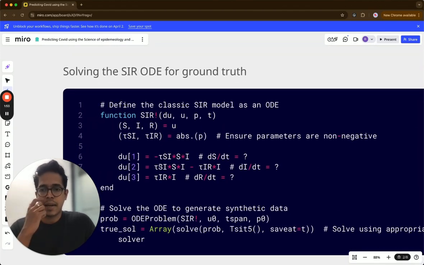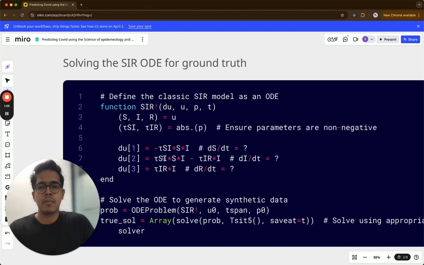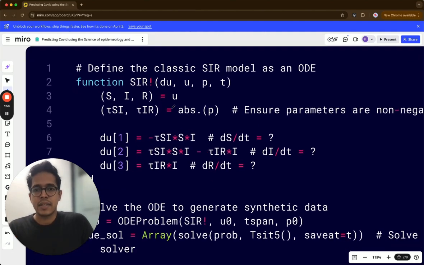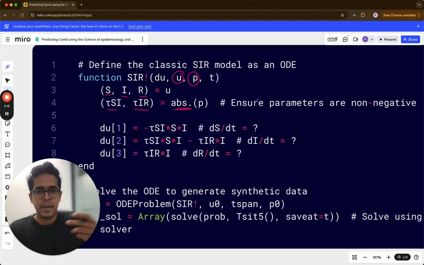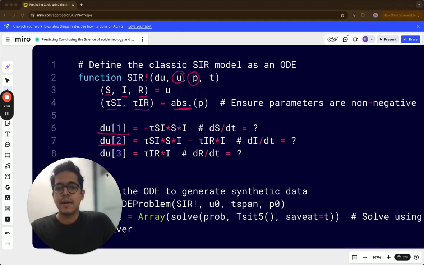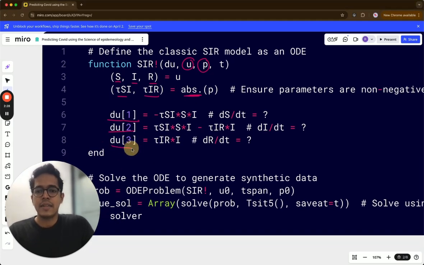Now what we do is we generate the ground truth data by solving the SIR model. So we define this SIR function where the parameter U has all three variables S, I, and R. Similarly, the parameter P has the tau SI and tau IR ground truth values. And we use absolute value to ensure that these parameters are non-negative. So we want tau SI and tau IR to be positive numbers, because that is the rationale for using the negative signs here. Now, du1, du2, and du3 are the first derivatives of the three parameters of u.